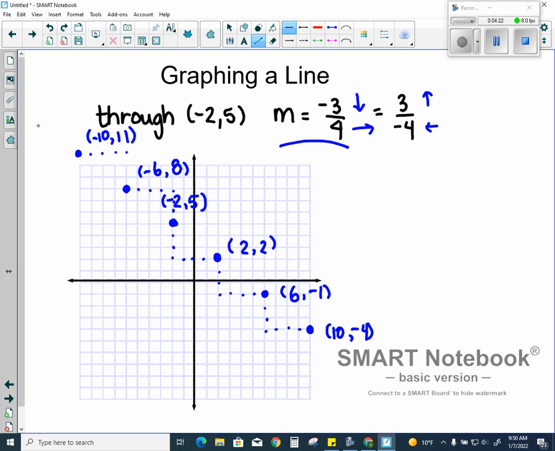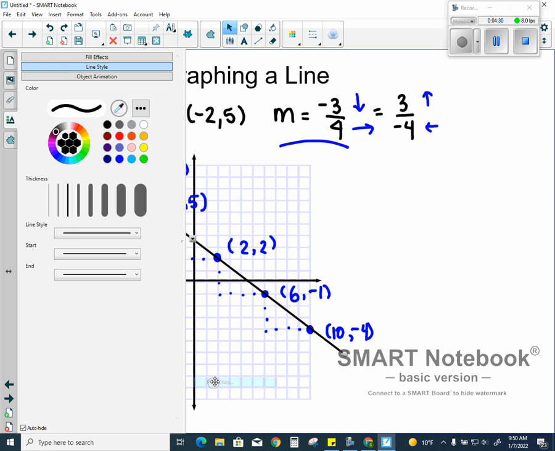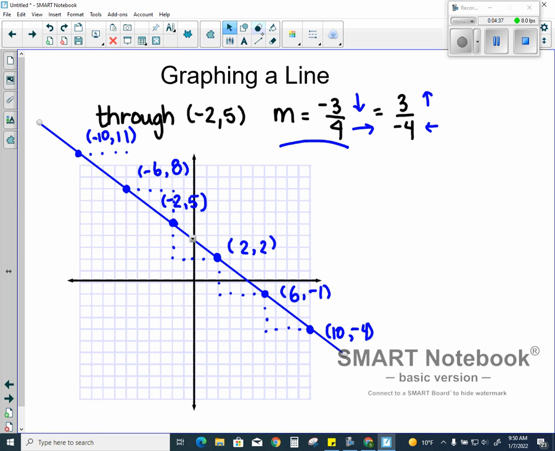Now don't forget when you're done there to connect the dots. I haven't been able to draw straight on this tablet all day, so I'm just going to cheat and use smart software. Make sure you put arrows on both ends because that line continues forever. If I know a point and I know the slope, then I can draw my line from there.